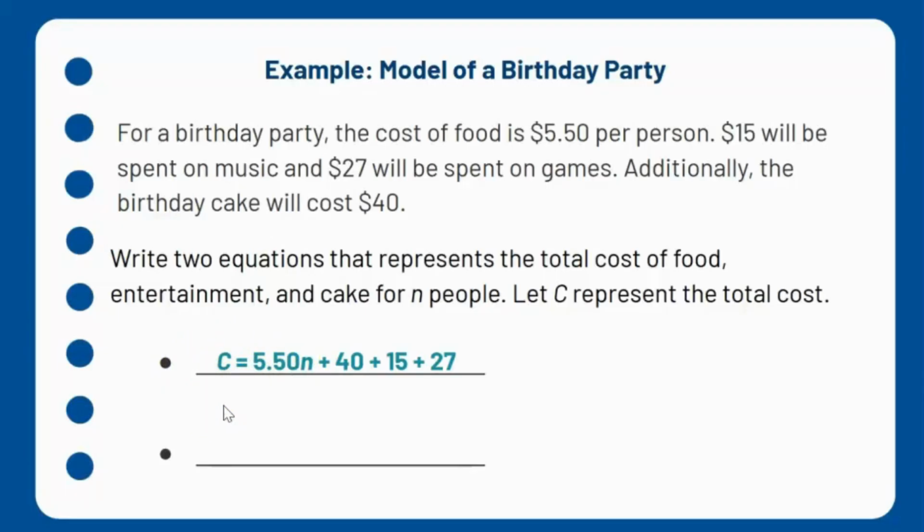We can write an equivalent equation by adding the costs of the fixed quantities together. Which of the following equations is equivalent to the equation shown below? C equals 5.50n plus 82 is the equivalent equation that represents the total cost of the party. Let's take a look at one more example.